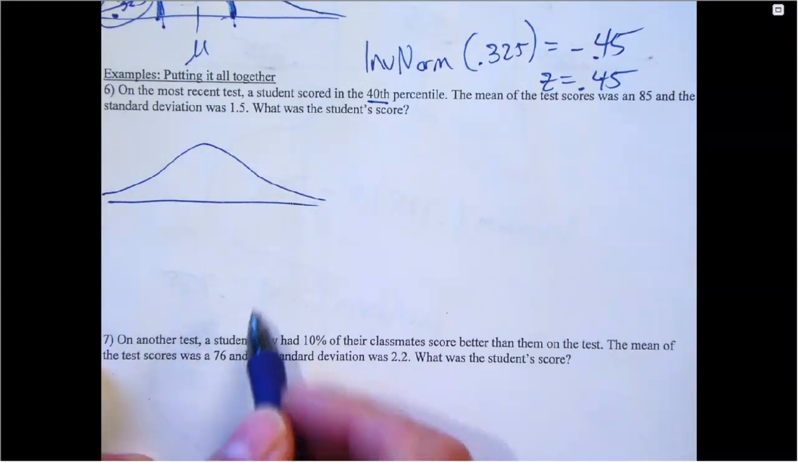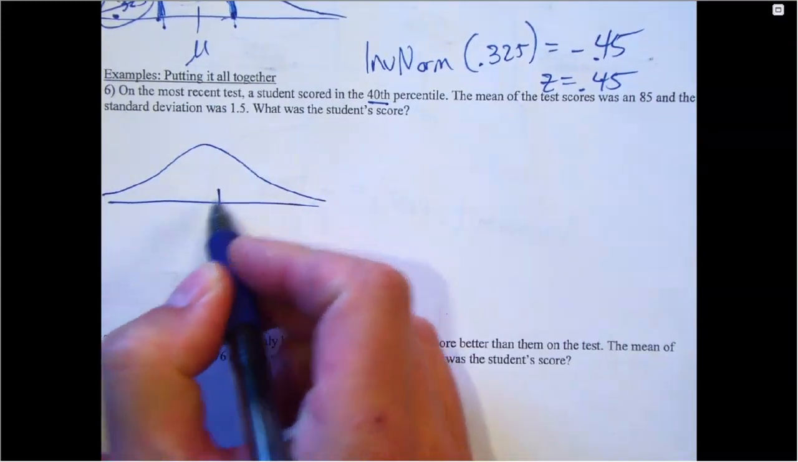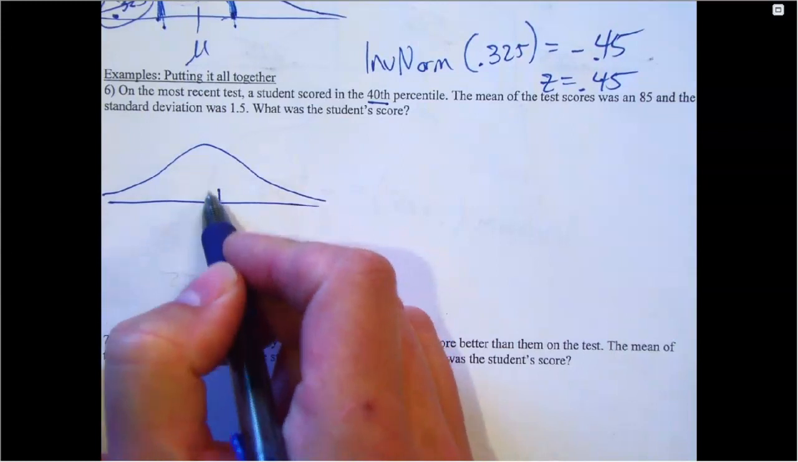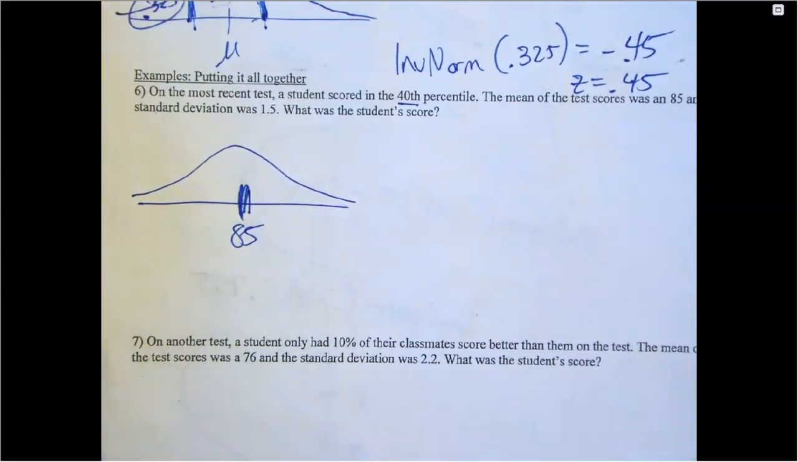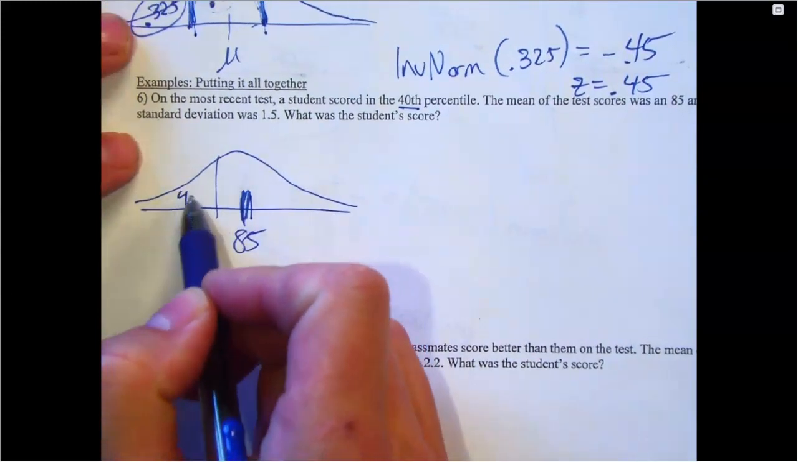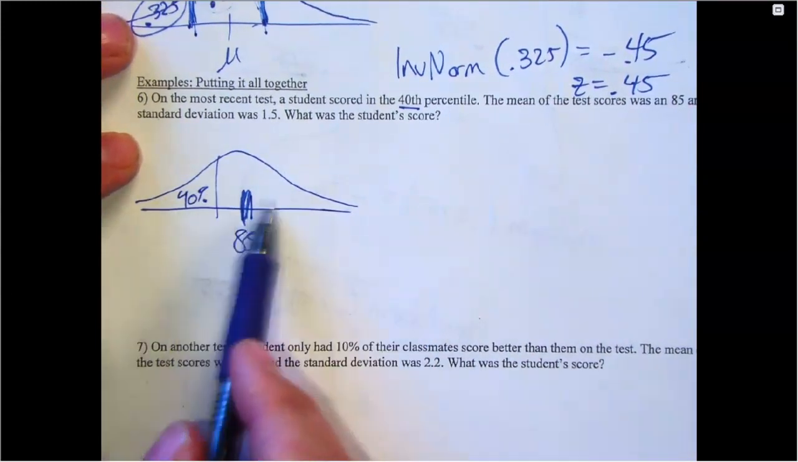A little sketch always helps me visualize what's going on. The mean's 85. 40th percentile means 40% are lower than you. Is that going to be to the left or to the right of 85? It's going to be to the left because we only want 40% here. If it was to the right, it'd be more than 50%.